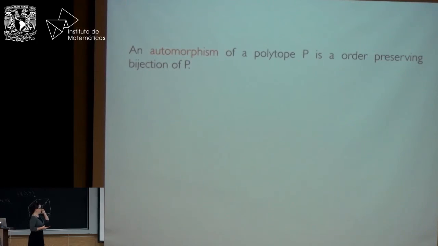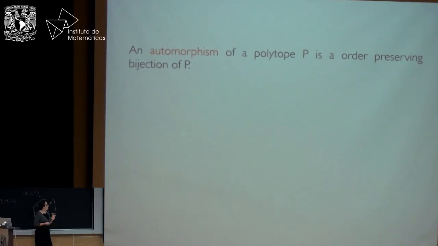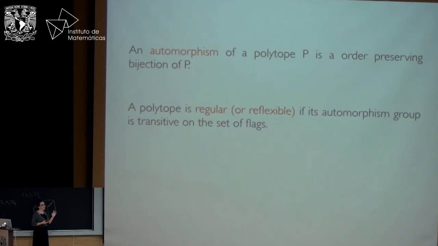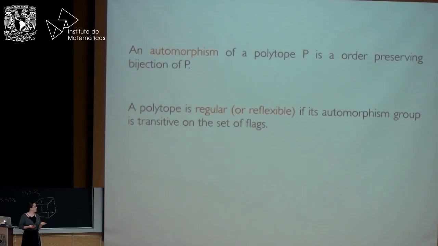And then a reflection is going to be an automorphism that sends one flag to one adjacent flag. And that's it. That's what I'm going to think of as a reflection. And a rotation is the product of two reflections. And that's it. And then I can define regular, or reflexible, if the automorphism group is transitive on the set of flags. And if this is the case, then it's not really difficult to see that the group is generated by reflections, and the reflections satisfy conditions similar to the ones that I had before.